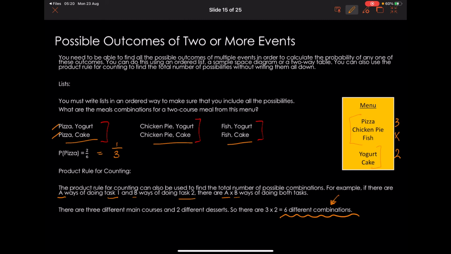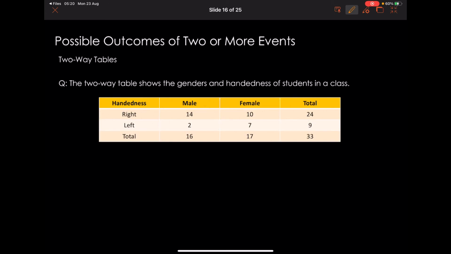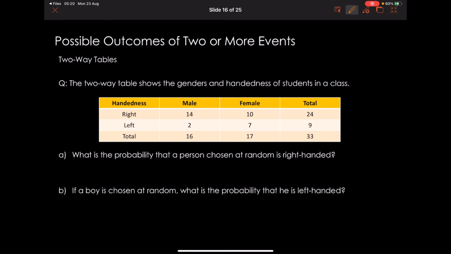Okay. However, this is very rare. Your main task in the foundation will be to write a list of options. That comes up quite regularly. Now then, here is a two-way table. The two-way table shows the genders and handedness of students in a class. What is the probability that a person chosen at random is right-handed? And then question B says, if a boy is chosen at random, what is the probability that he is left-handed?